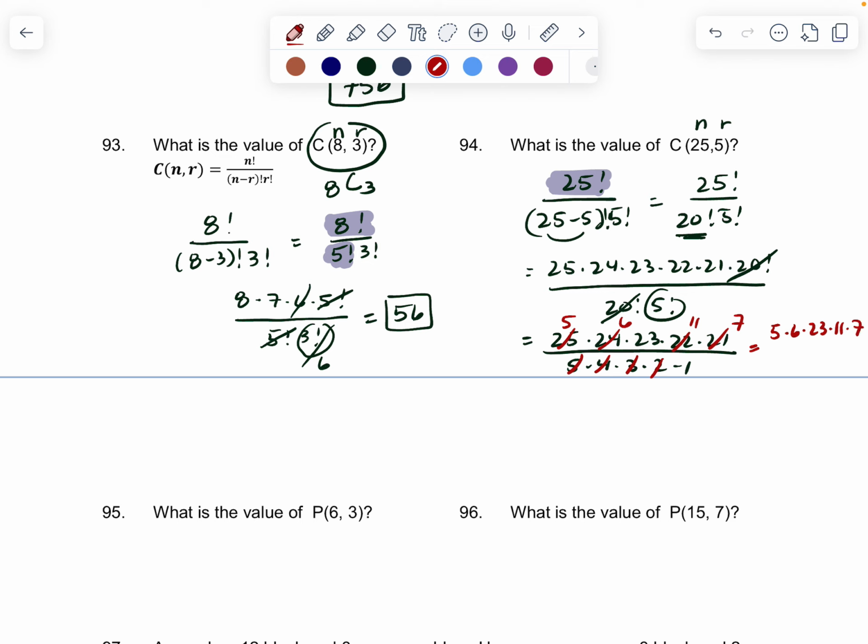And I'm going to use my calculator for that. Okay, so I have 5 times 6 times 11 times 23 times 7. And I got kind of a big number here, 53,130.